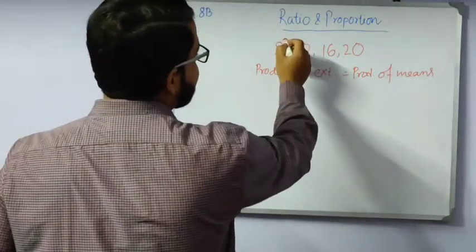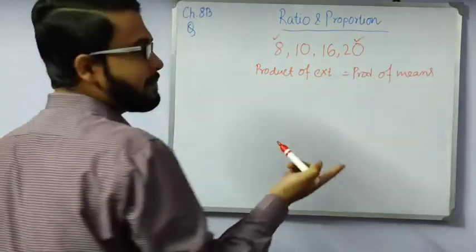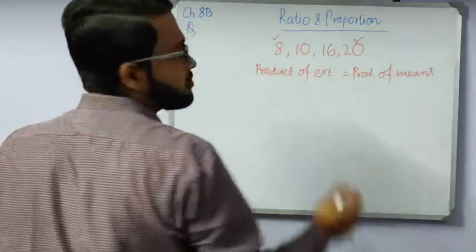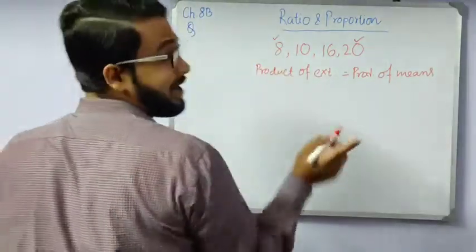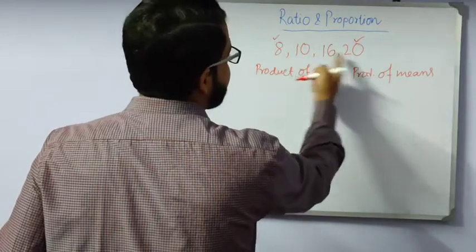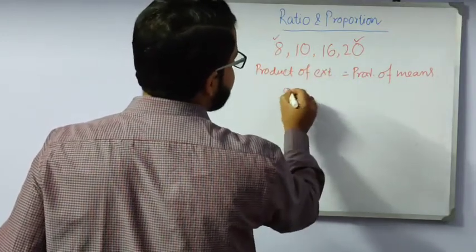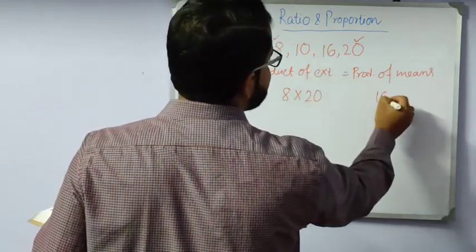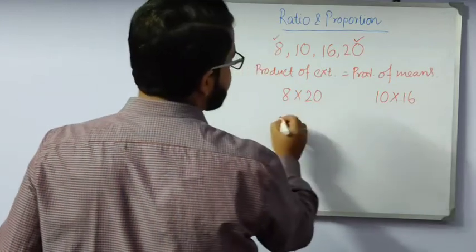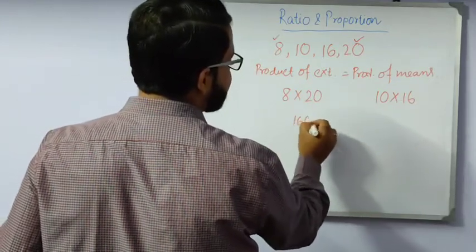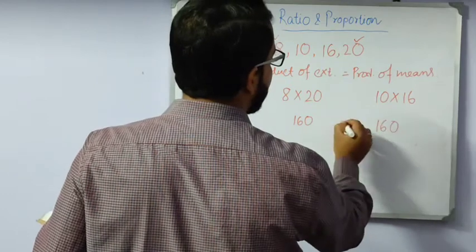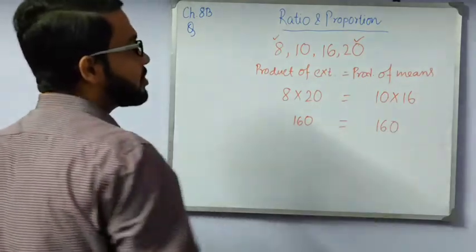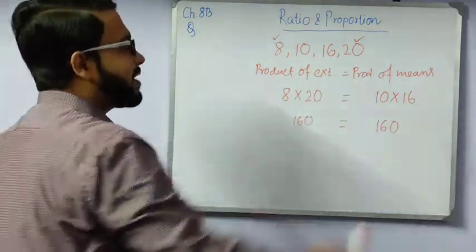So extremes, these are the extreme ones. This type of math I solved in my previous video also, but those who missed it, watch again very carefully. Product of extremes means 8 into 20. These two are extremes. Product of means means 10 into 16. These are the means. So are these two equal? 8 into 20, 160. Here also 160. So 160 is equal to 160. So left hand side is equal to right hand side. So we can easily say yes, these 4 numbers are in proportion.